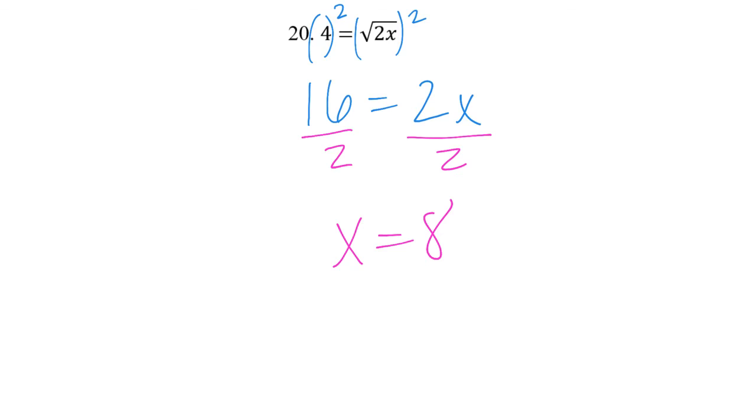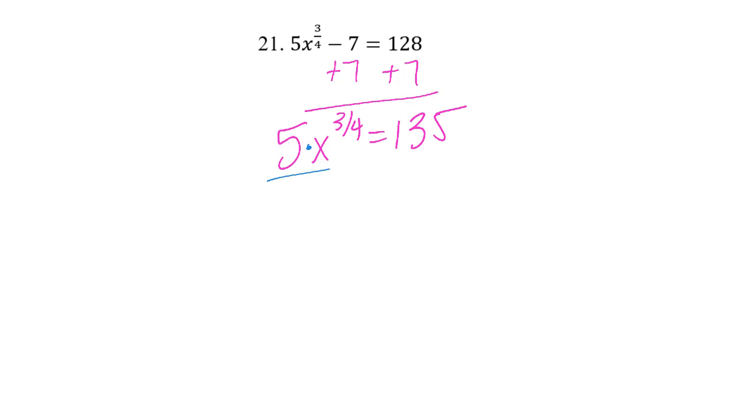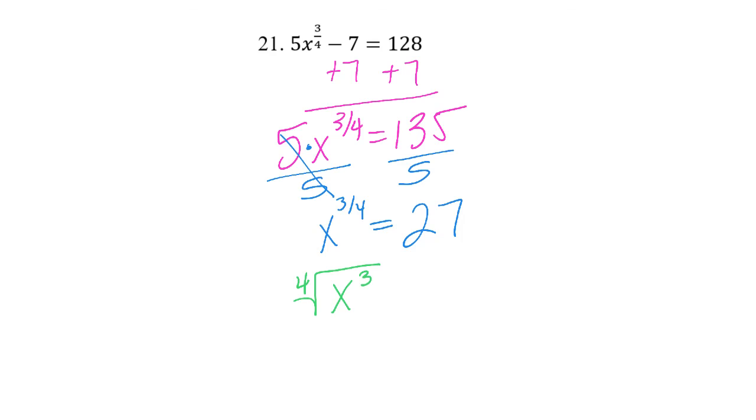Don't get confused here. All right, this one is a little bit more complicated, but remember, we have to get the x by itself. So the first thing we're going to do is add 7 on both sides. Then this 5 in the front is really multiplying by that, so we want to get rid of that. So x to the 3/4 equals 27. Then I need to rewrite this fractional exponent. So I'm going to write it as the 4th root of x to the 3rd. Remember, that's what we were just doing before.